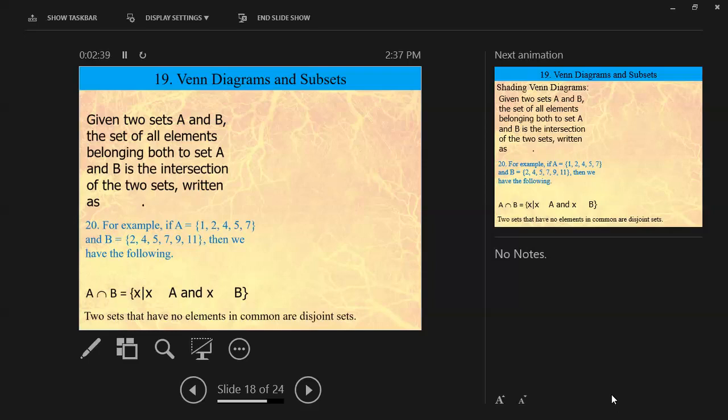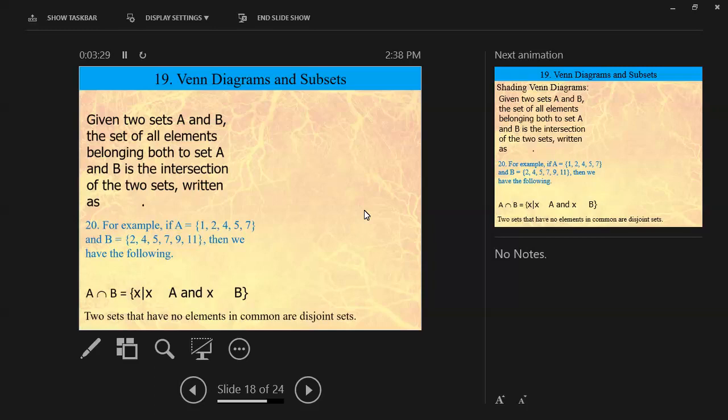For example, set A is 1, 2, 4, 5, 7, and set B is 2, 4, 5, 7, 9, 11. So the intersection for these two would be 2, 4, 5, and 7, because they're in both sets. So the intersection means that the elements are in both. Okay.